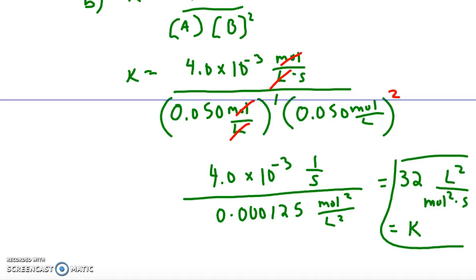Rate constant units vary from reaction to reaction depending on what the order of your reaction was. All right, I'm going to continue the problems in a separate video because I have a 15-minute limit on my recordings. So carry on with the next video.